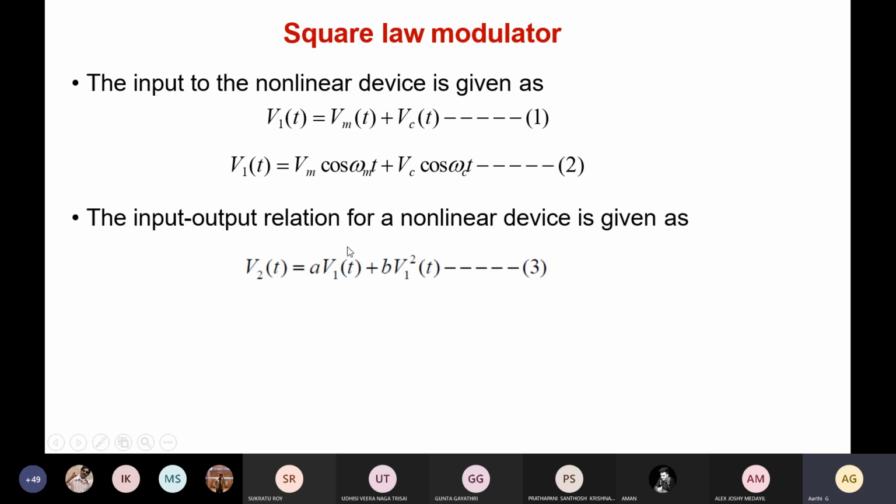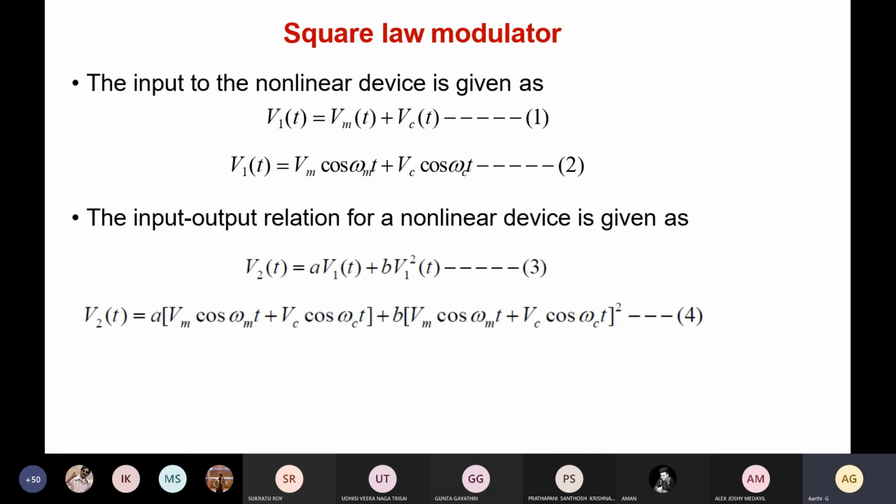So V2 of t equals A V1 of t, where V1 of t is the applied input, plus B into V1 square of t. We are going to apply V1 of t in this equation. We substitute for V1 of t, that is Vm cos omega mt plus Vc cos omega ct, inside the A term and the B term, and in the second term we take the square. So this is in the form of (a plus b) whole square. We are going to just expand.